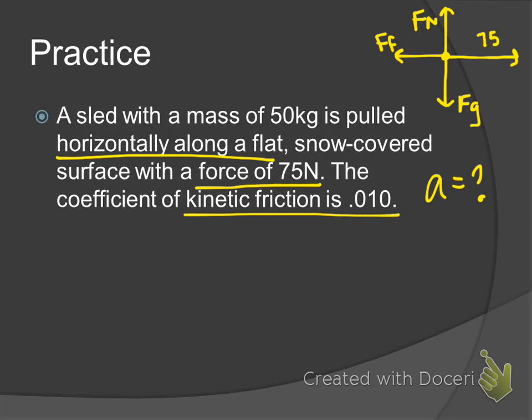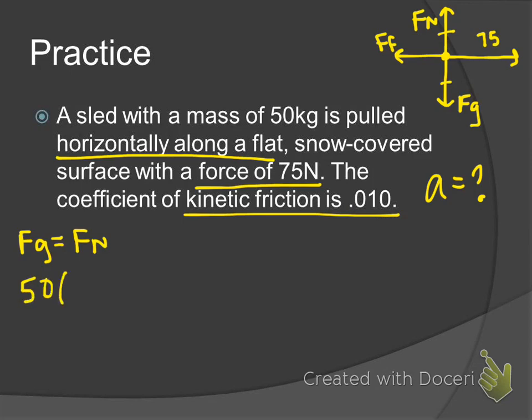Okay. This sled, as we're dragging it horizontally, is it moving vertically at all? No, so what's that mean about our normal force and our gravitational force? They're equal to each other. Okay, so that's going to be the first thing I do. I'm going to find out what Fg and Fn are equal to, because I'm going to have to know the normal force in order to find friction. Wouldn't you agree? Okay, since friction is coefficient times the normal force, I'm going to have that.